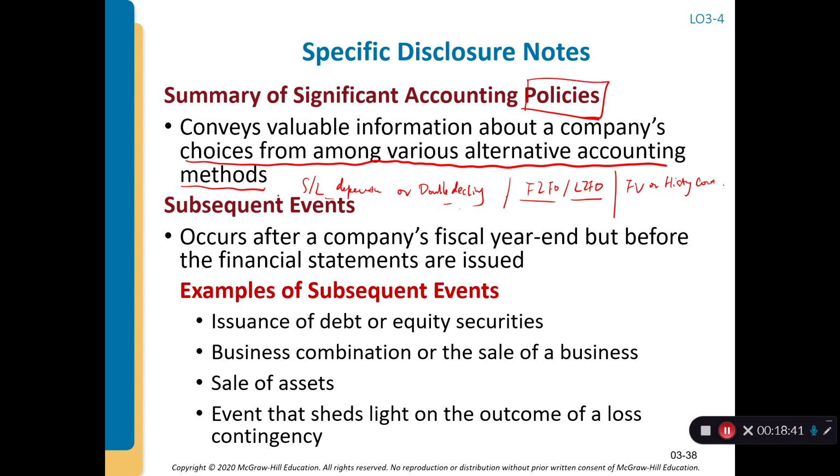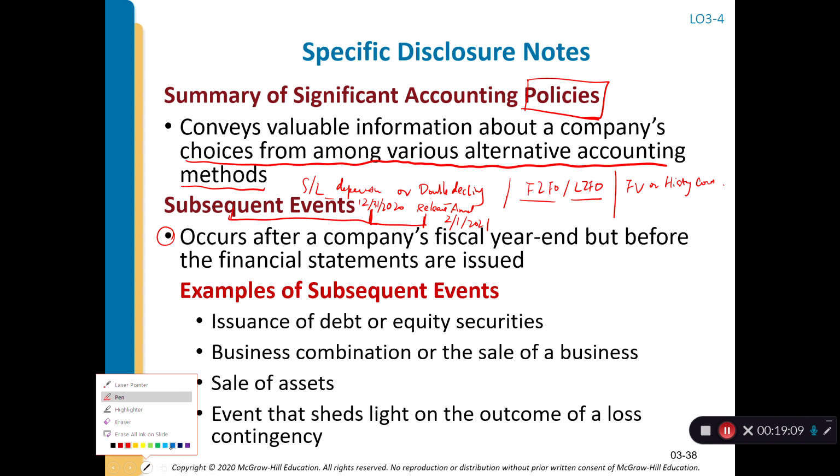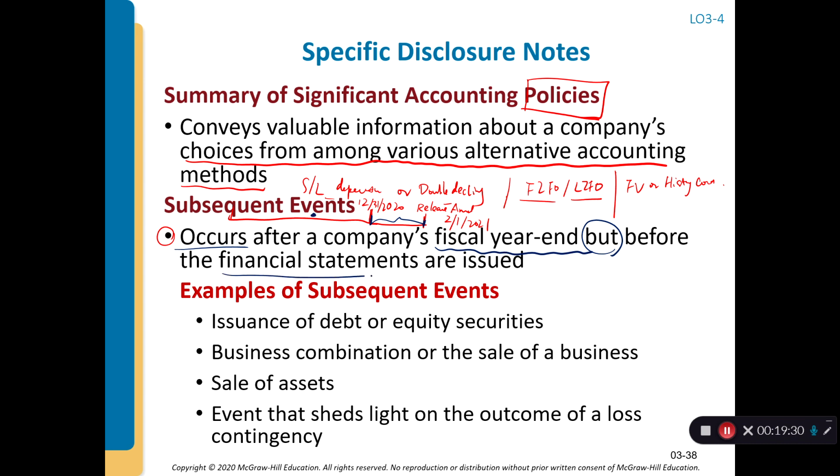And subsequent events are very important as well, okay? What is a subsequent event? It covers the time from the date you close the books to the day you release the financial report. If you release the annual report on February 1st, 2021, and you closed the books of 2020 on December 31st, 2020, then there's a period between your fiscal year-end date and the day you release the financial statements. Whatever happens during these two months is called a subsequent event. A subsequent event occurs after a company's fiscal year-end but before the financial statements are issued.